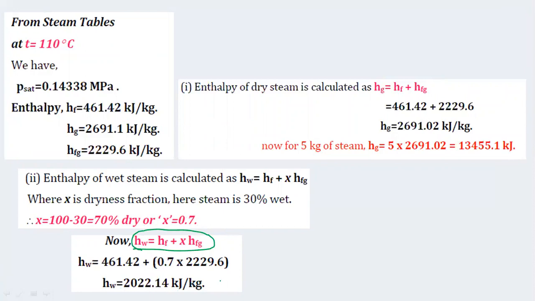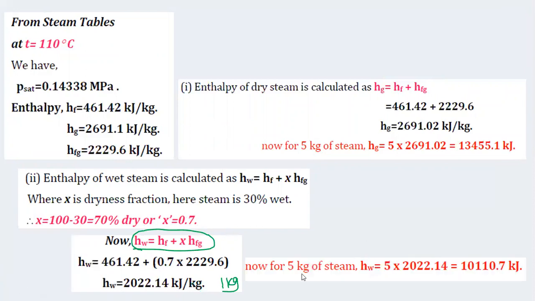The answer you have got is again for 1 kg of steam itself. We need it for 5 kg of steam. So we multiply by 5, and the final answer we get is 10,110.7 kilojoules. These are the things we need to know when we are solving problems using the steam tables.